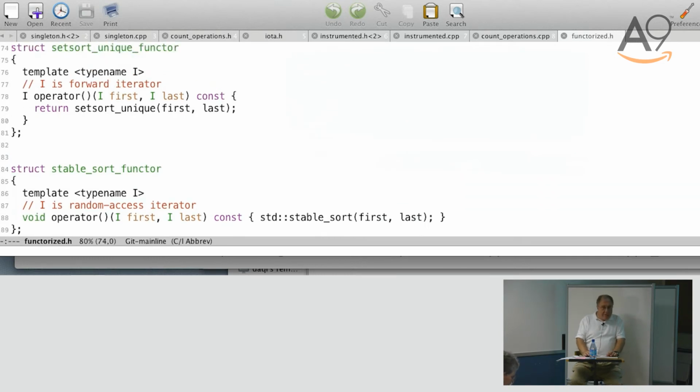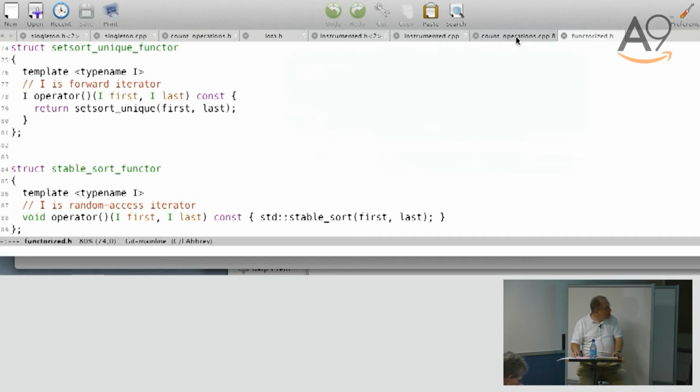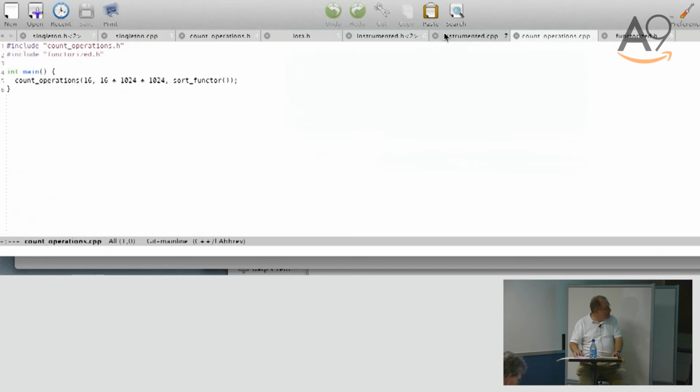Hernan, let's do the following. Let's both of us try to do stable sort. You see what we need to do? And compare numbers. So the stable sort functor. So I just need to put the word stable here.